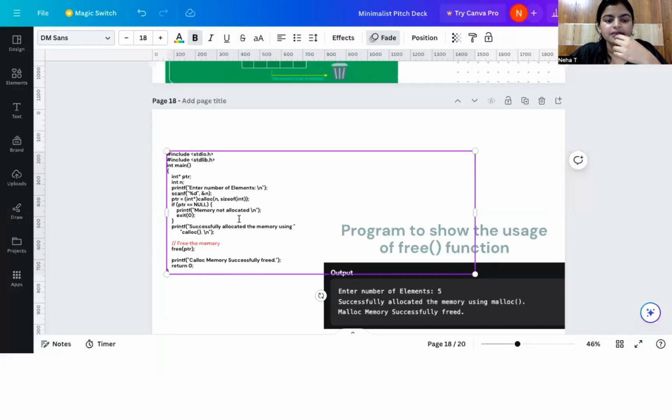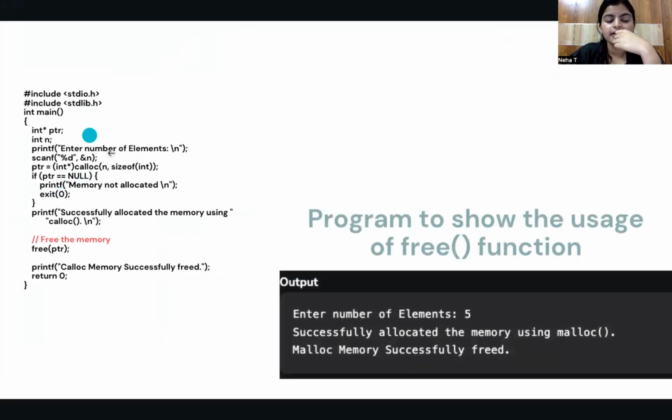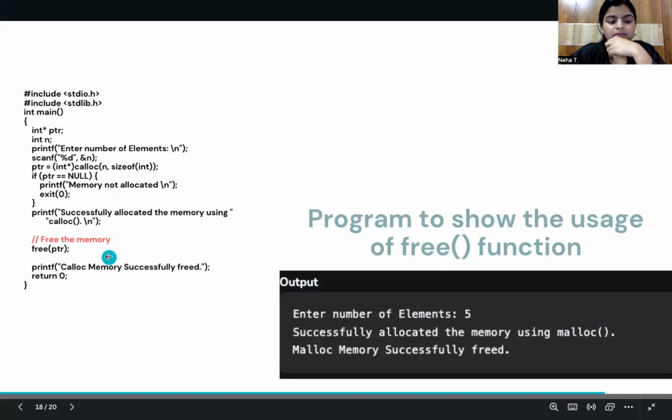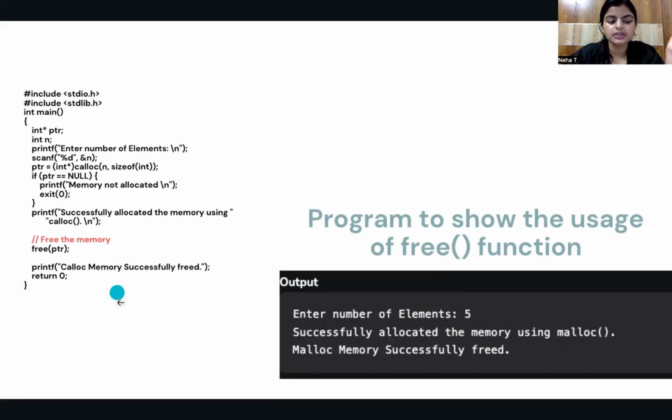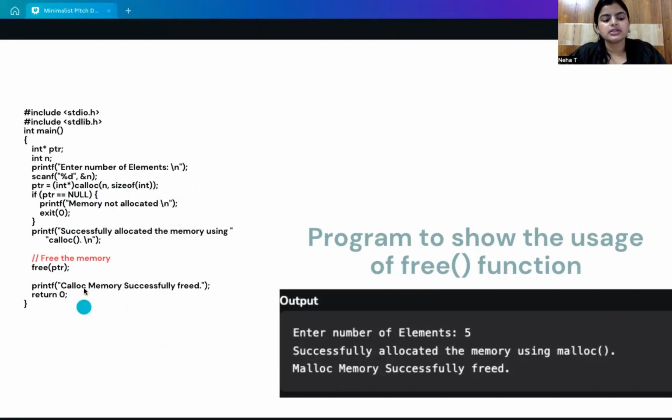So after this, we have int star ptr is equal to null. We're taking the user input n, and then that will be stored as n. What the user gives here, we've taken 5, so it will be stored as n. We'll be allocating memory using the calloc function. If pointer is equal to null, memory not allocated, exit, that is exiting the program. Printf successful, or else. This is the else part. After if, this is else, printf successfully allocated. So here memory allocated successfully. Free pointer. After that, we've freed the pointer. Okay. Printf calloc memory successfully freed. That will also be printed. Okay. Return 0.